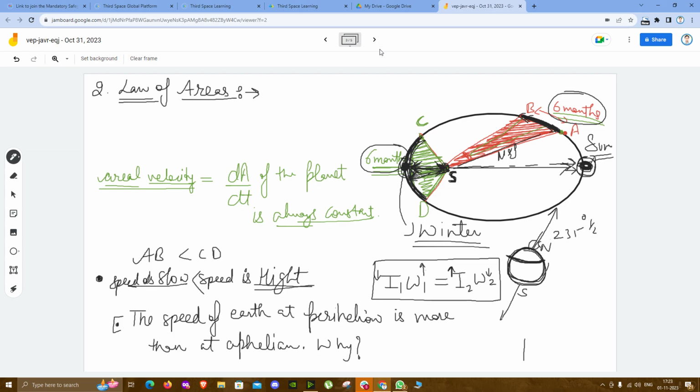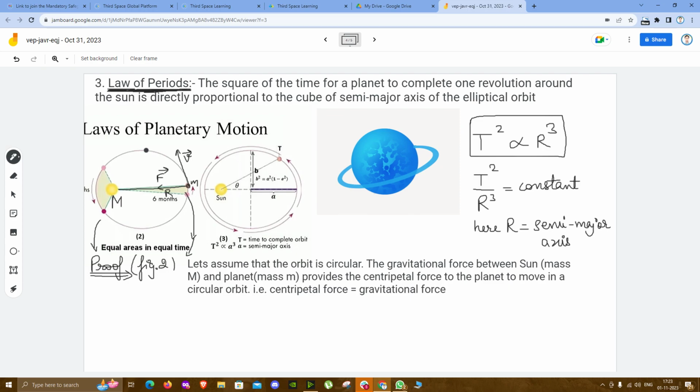Okay, now the second law of areas is complete. Now let's quickly move on to the law of periods. You can read it out here: the square of the time for a planet to complete one revolution around the sun, let's say it is taking 1 year, if you square it, it will be directly proportional to the cube of the semi-major axis of the elliptical orbit. See, what's the semi-major axis?